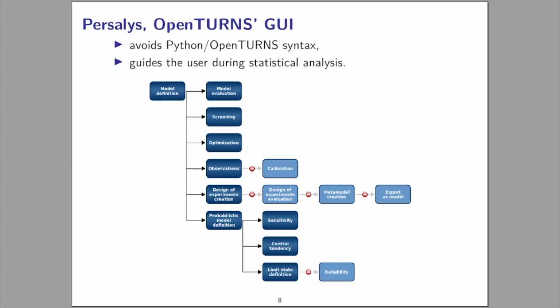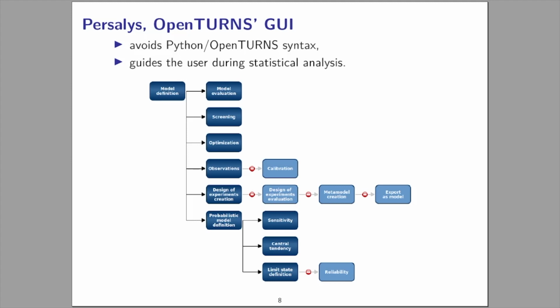Here you can see the homepage of Persalys, which is going to be the guide for statistical analysis. It works a bit like a video game. You have to cross levels from left to right, and you cannot reach the higher level if you have not crossed the levels in between.